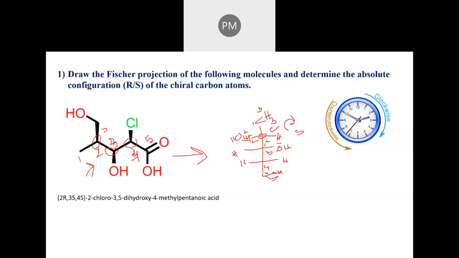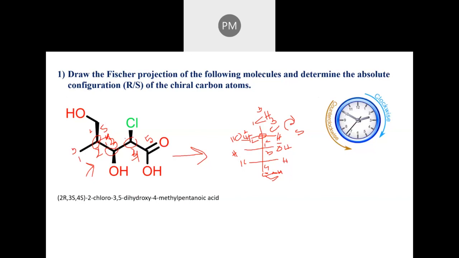So now we have to check whether things are right or not. If we want to check here, this carbon center will be our first priority, this carbon will be our second priority and this methyl will be our third priority. If we rotate 1, 2, 3 anti-clockwise, with the fourth priority, hydrogen, below the plane, then our configuration will be S.